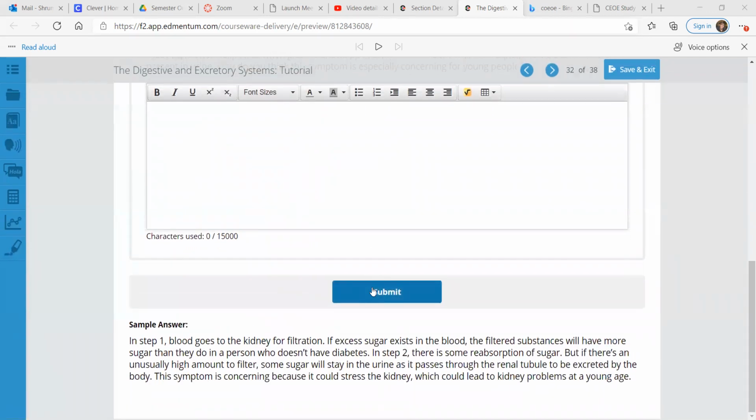And the sample answer: in step 1, blood goes to the kidney for filtration. If excess sugar exists in the blood, the filtered substances will have more sugar than they do in a person who doesn't have diabetes. Step 2, there is some reabsorption of sugar, but if there's an unusually high amount of sugar to filter, some sugar will stay in the urine as it passes through the renal tubule to be excreted by the body. This symptom is concerning because it could stress the kidney, which could lead to kidney problems at a young age.